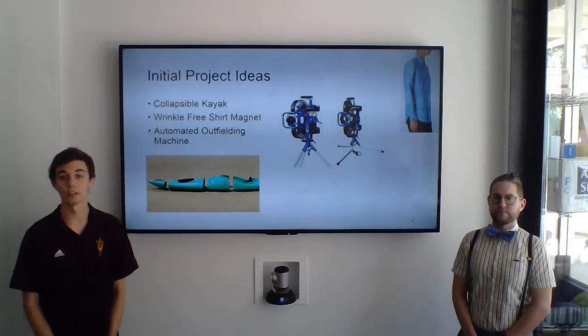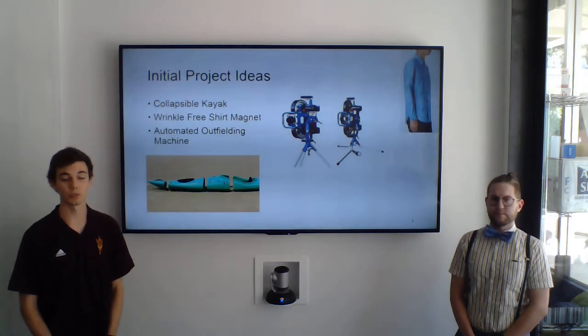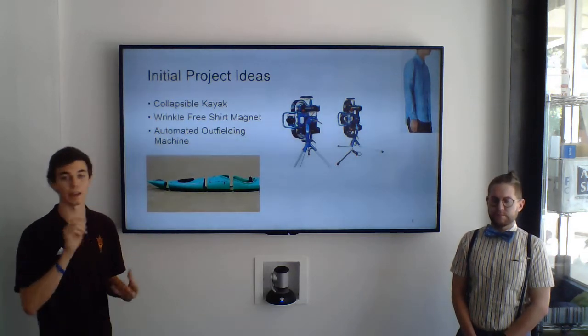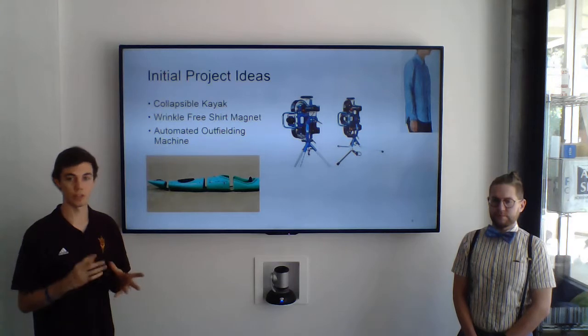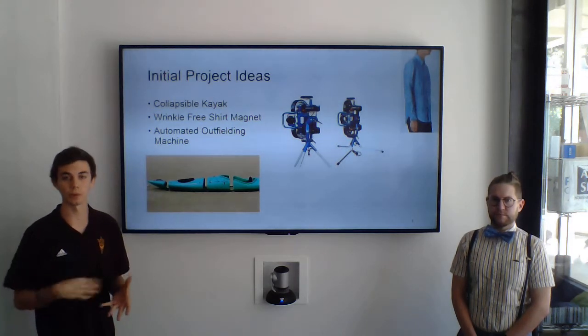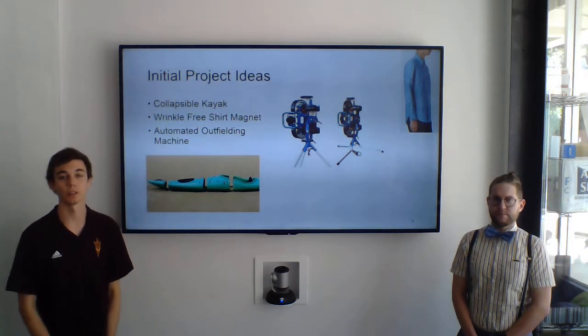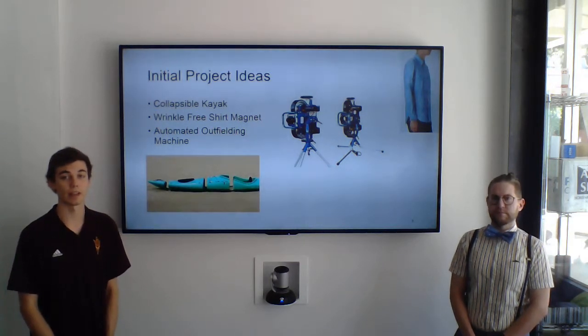A third idea was an automated outfielding machine. A user would input a specified height, speed, and location, and this machine would shoot a baseball, softball, what have you, at that location. We ultimately went with the collapsible kayak idea, and we named our product the Kayak Pak.